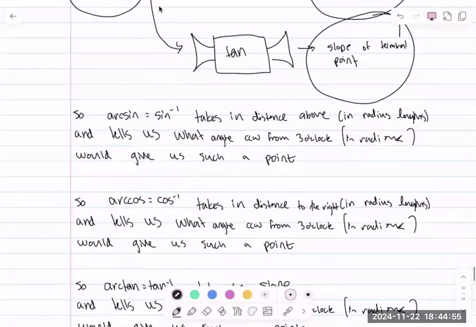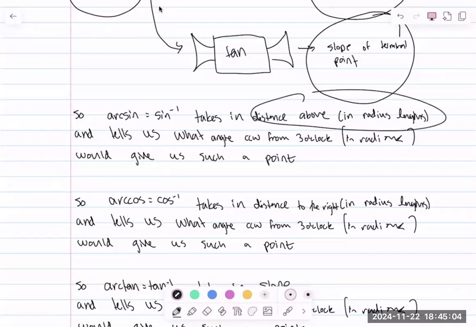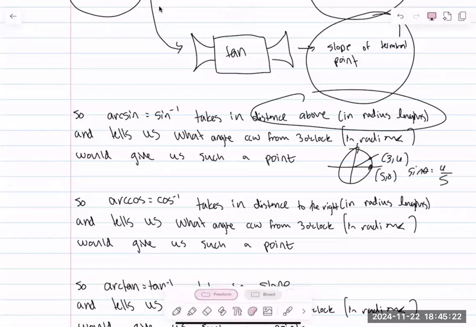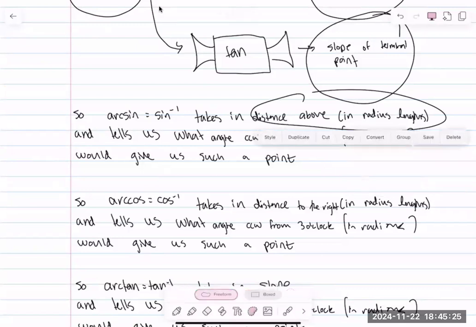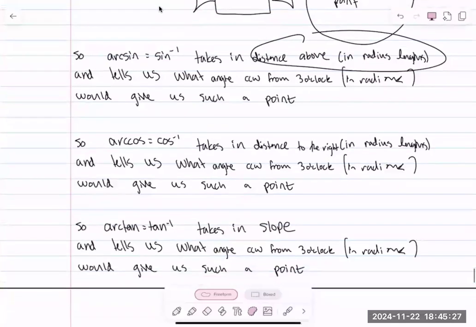What this means is arcsine is going to take in distance above and tell us what angle would give us such a point. Now remember, the distance above is in radius lengths. So if we have a circle like this of radius, let's say 5, so this is the point (5, 0), and I give you the point (3, 4), then sine of theta is 4/5. It's not 4. It is 4/5. It's that proportion of the radius. Be careful. Same for arccosine and arctangent.